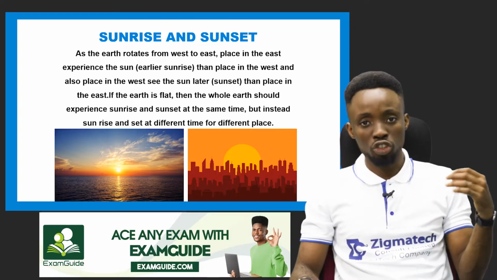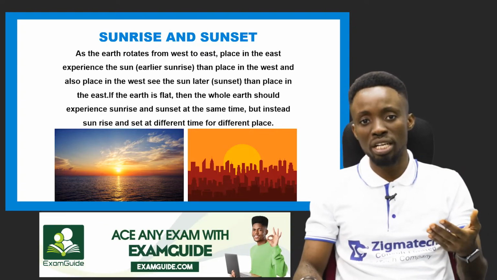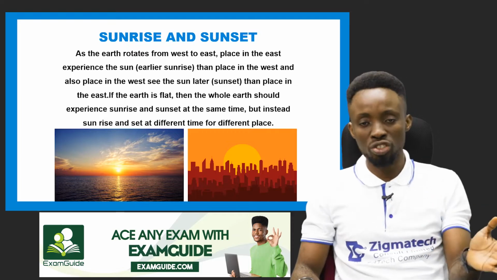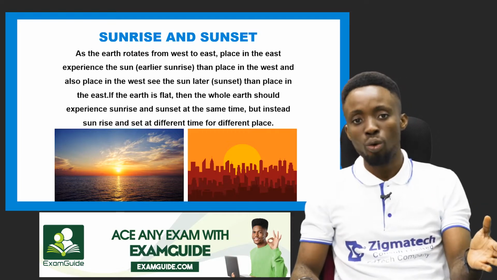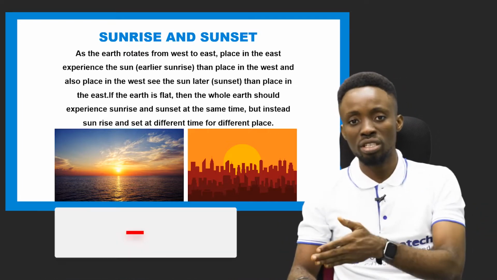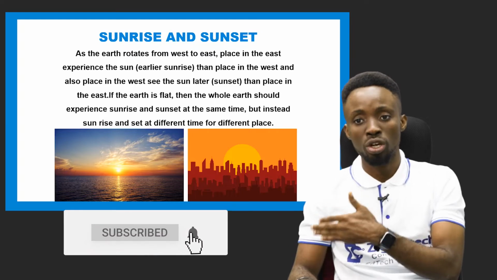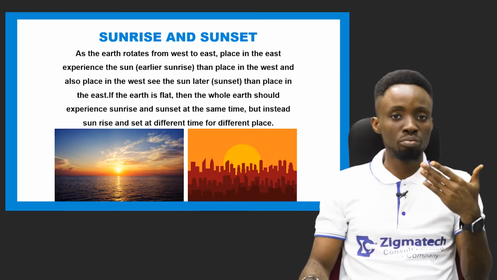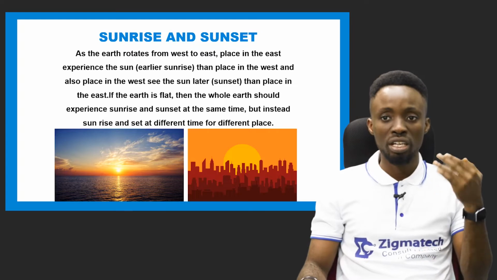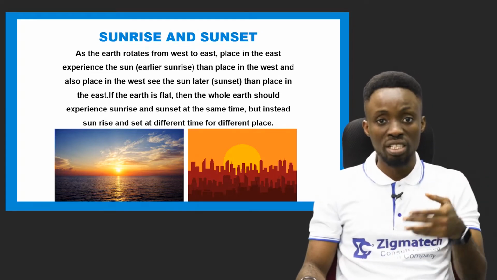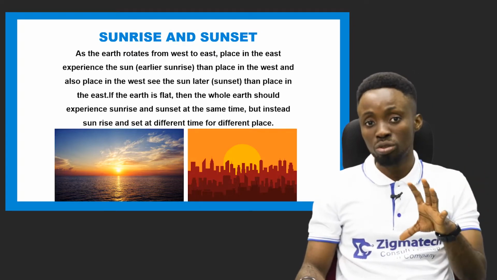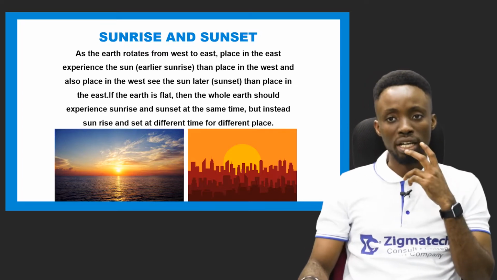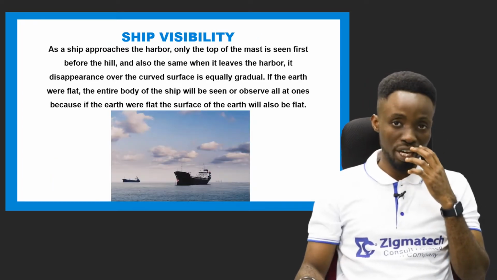So if we have such a scenario, it definitely means that the Earth is round in shape, and people on this side will see the light, while people on this other side will see the setting of such light. So we can say that based on these different time events of sunrise and sunset, the Earth is actually round and not flat. Now let's look at the next evidence of the Earth.